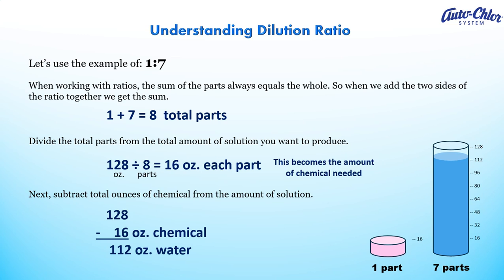Next, we subtract the total ounces of the chemical from the amount of the solution. In this case, 128 ounces. We subtract the 1 part, which is 16 ounces of chemical, to get 112 ounces of water. This gives us our 1 to 7 ratio.